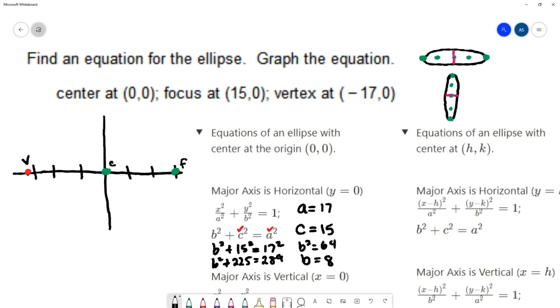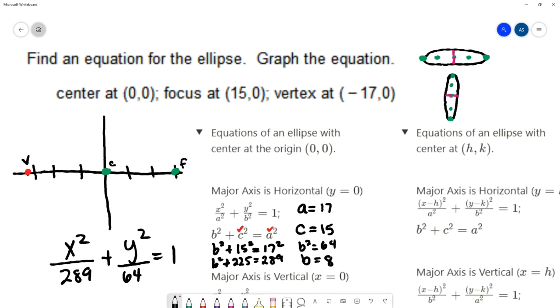So the equation of the ellipse will be x squared over 17 squared. And we already found 17 squared to be 289, plus y squared over b squared, and b squared is 64, equals 1. So we have the equation of the ellipse, and then finally we want to graph the ellipse.